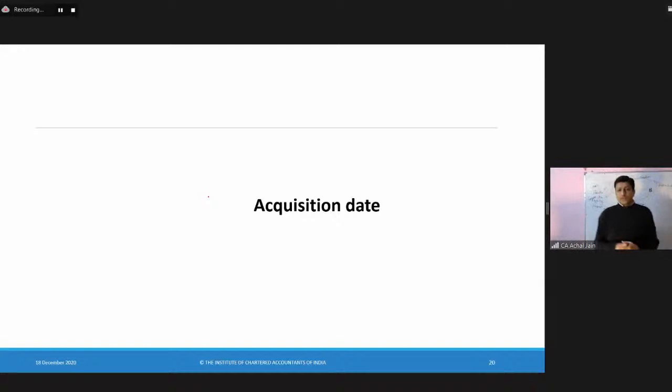Okay, then moving further. Now the next step is to decide about the date of acquisition. And you may be thinking, sir, is this also a decision, or is it also something which is complex? Because the date of acquisition is whenever the entity is acquired, that will become the date of acquisition. That's true. But there are a lot of things which are required to be analyzed for us to conclude as to what will be the date of acquisition.